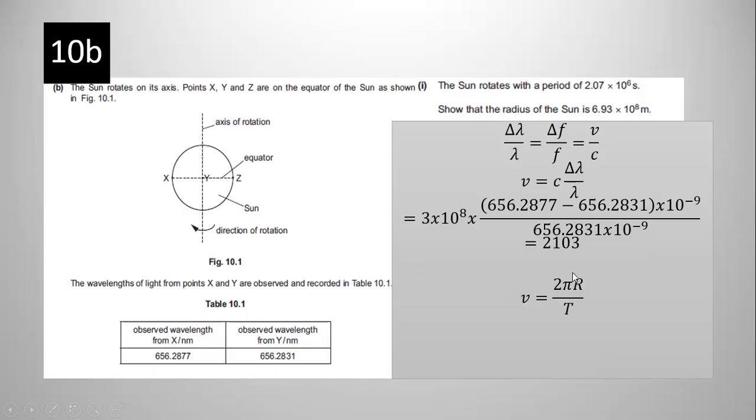And from there, right, velocity is 2 pi r, circumference, divided by period. Right? Distance divided by time. So r is vT divided by 2 pi. v is that one there, the period is given, and 2 pi.